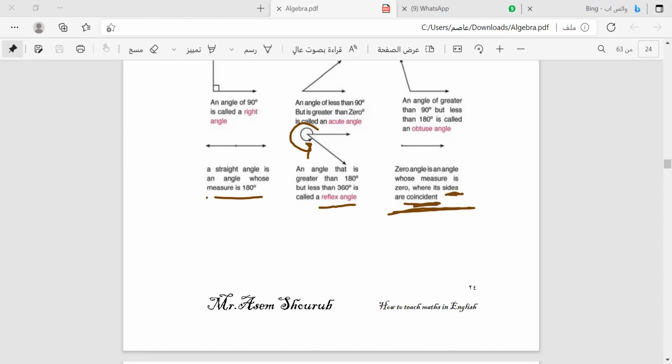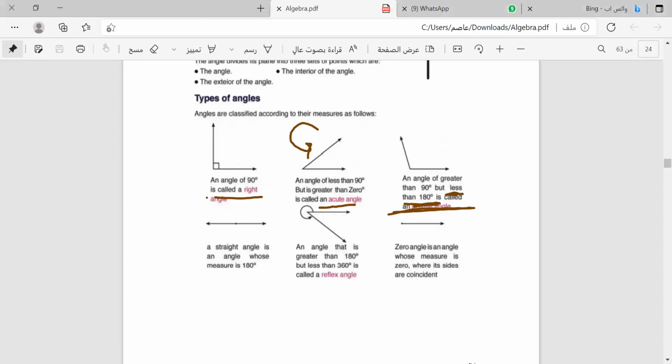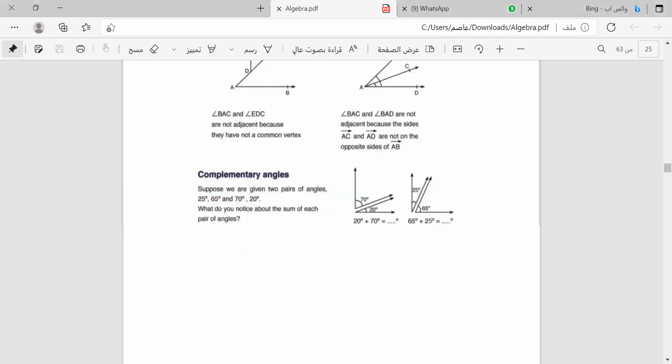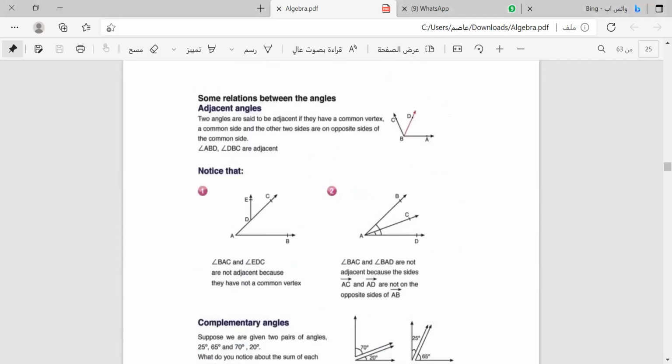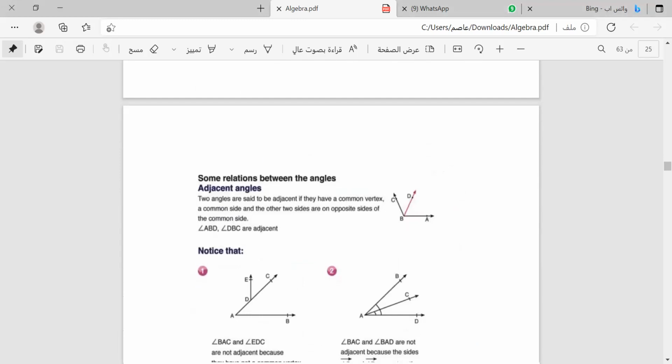Coincident means they are the same side. يعني ممكن نقولها بالعربي كده ان هي coincident دي معناها منطبقين. So that we have 6 types of angles: right angle, acute angle, obtuse angle, straight angle, reflex angle, and zero angle. Okay.